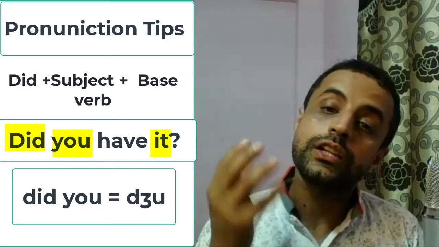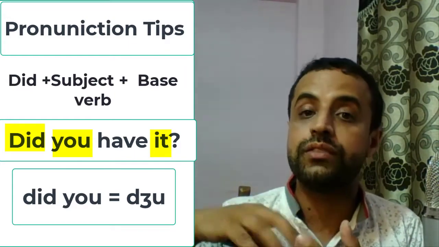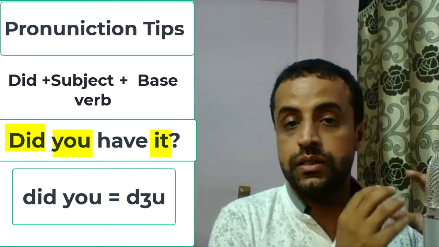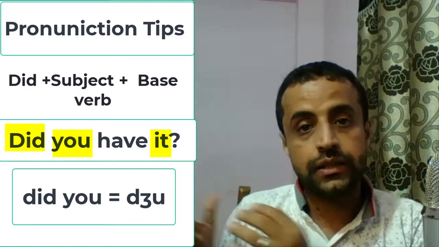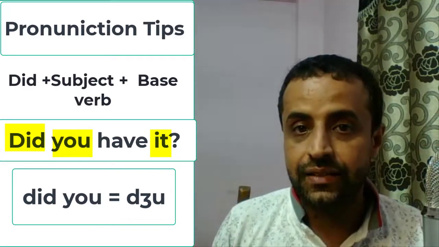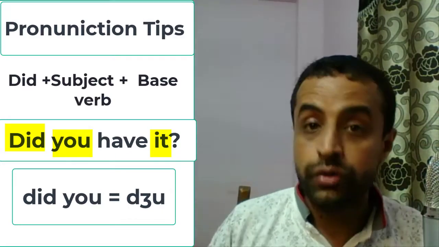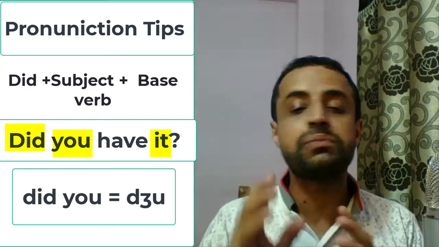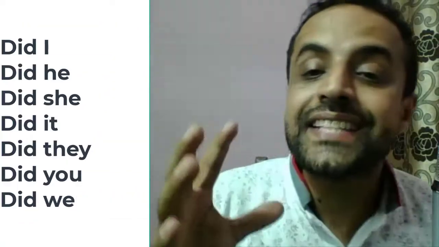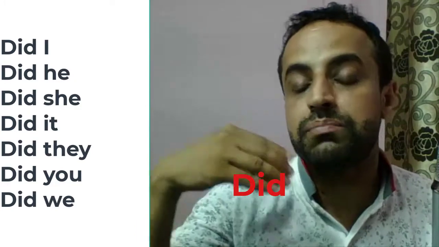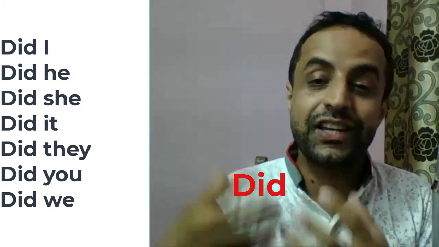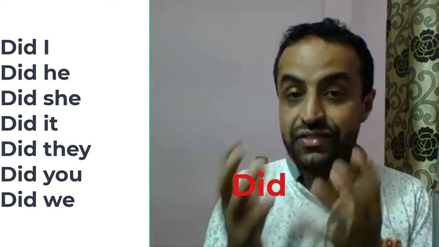So if you notice, the emphasis or the stress is only on the main word, which is the main verb: have, eat, etc. So, do you eat it? Do you have it? Do you go there? So pay attention to this. You need to practice. It's simple. Let's now practice how we should pronounce the auxiliary "did" with the pronouns I, he, she, etc., so that you can ask questions naturally like a native speaker.